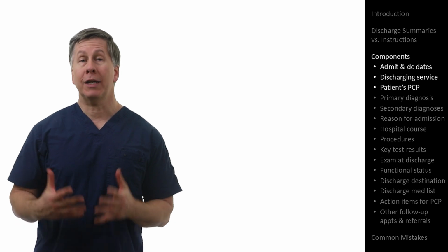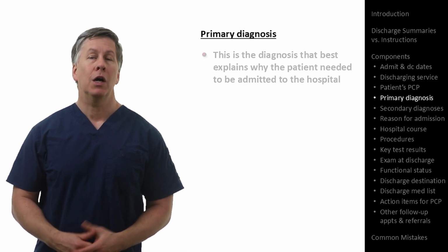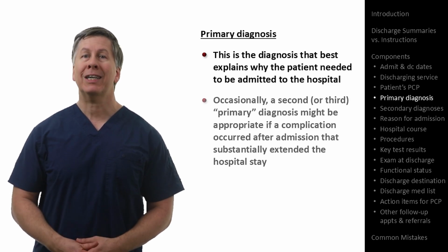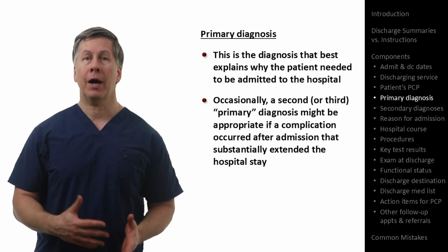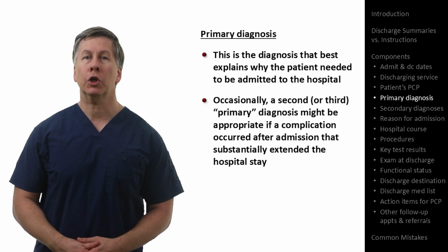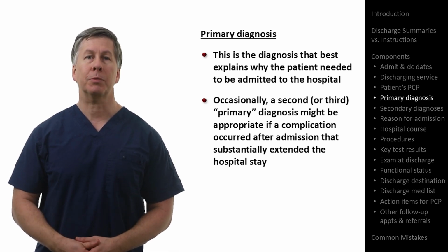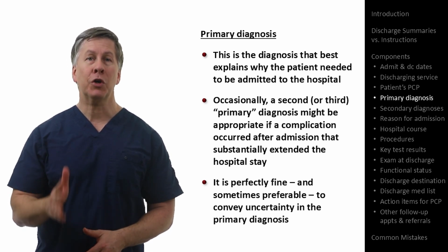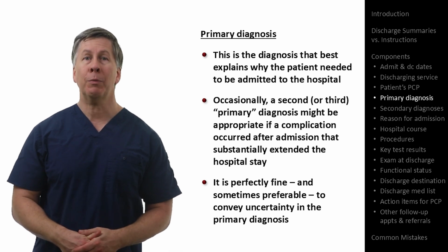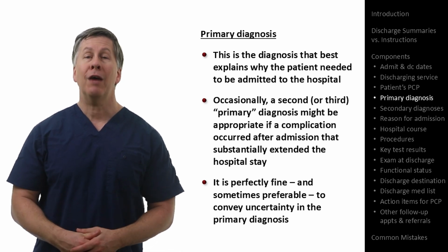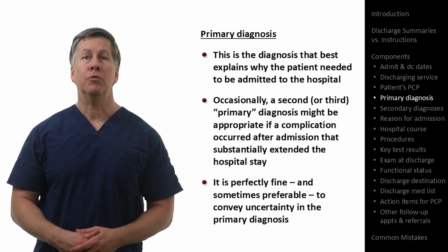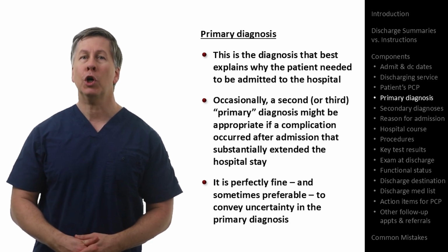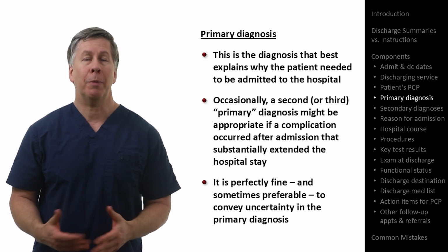The first section that requires any thought is the primary diagnosis. This is the diagnosis that best explains why the patient needed to be admitted to the hospital. Occasionally, a second or even third primary diagnosis might be appropriate if a complication occurred that substantially contributed to the hospital stay. It is perfectly fine and sometimes preferable to convey uncertainty in the primary diagnosis. Despite what someone from the billing and coding department might claim, if you are not sure of the diagnosis, don't imply certainty in your choice of words here. This is a common place for so-called chart lore to be introduced into a patient's medical record.